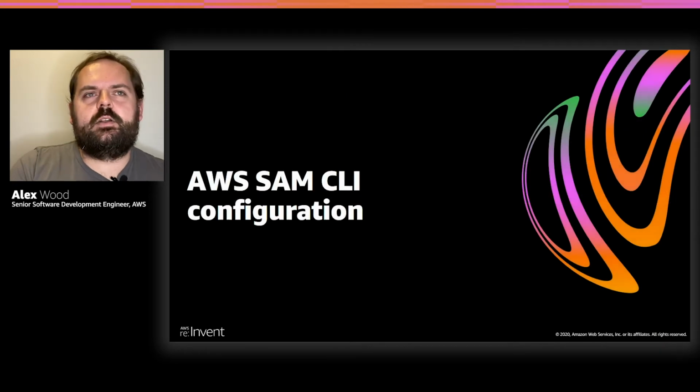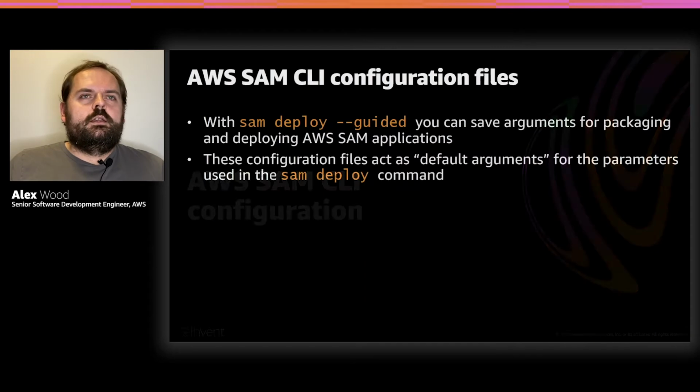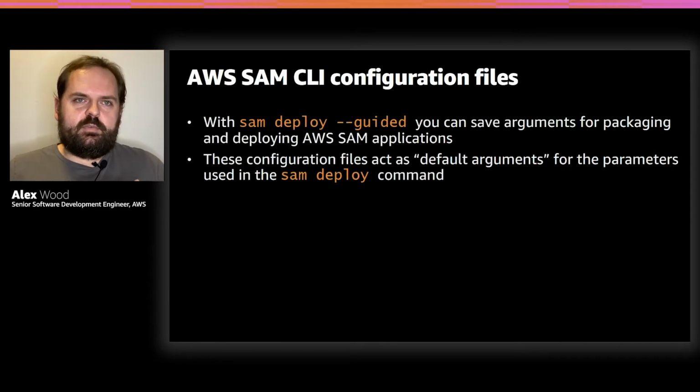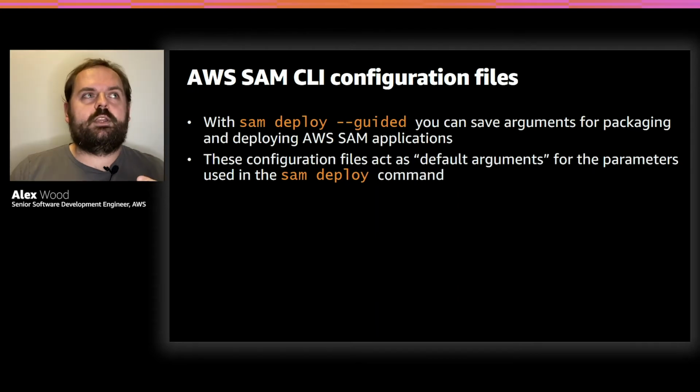So next we're going to talk about AWS SAM CLI configuration. If you've used the AWS SAM CLI before, you might be familiar with the SAM deploy --guided command. What that does is it asks you a series of interactive questions about things like a stack name you'd like to use, region you'd like to deploy to, and other such settings. And the advantage of using this is it will then save in a configuration file all those arguments you used, so that in the future you can just say SAM deploy with no arguments, and it's going to repeat what you've done before.